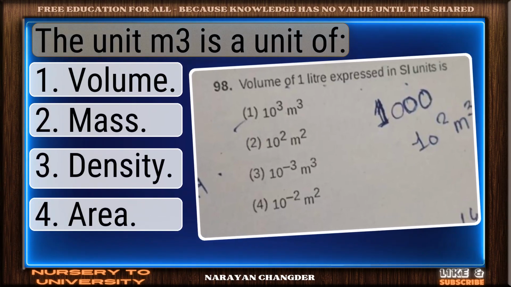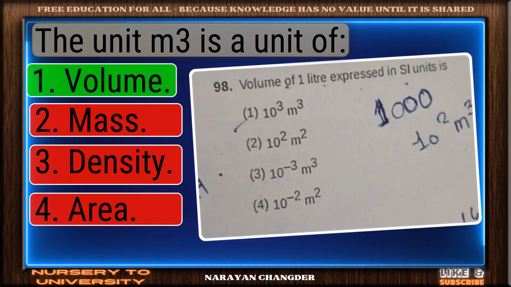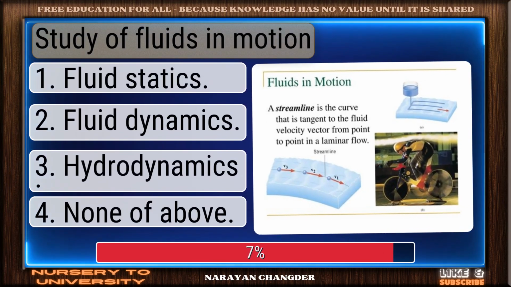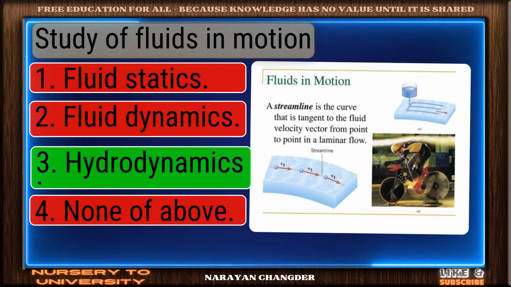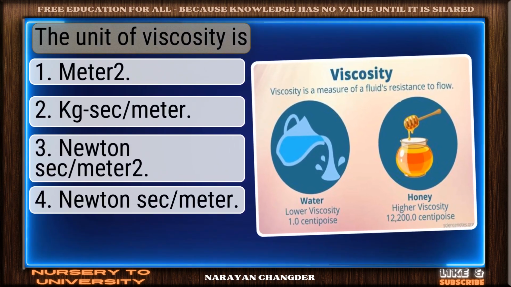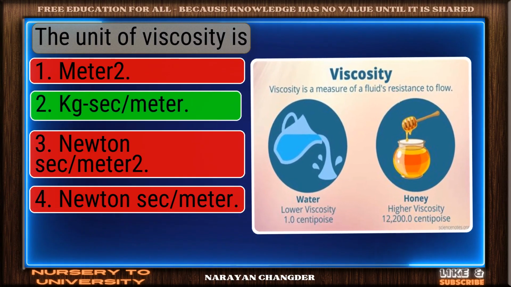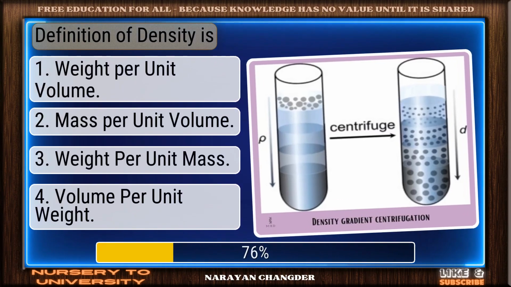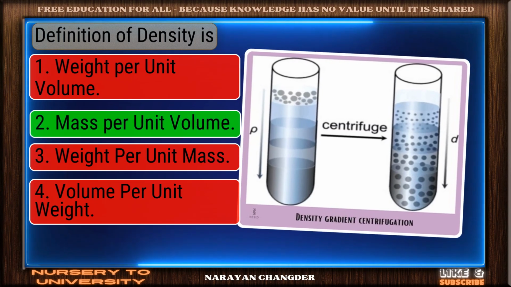The unit m³ is a unit of. Smart move. Volume is an accurate answer. Study of fluids in motion. Well reasoned. Hydrodynamics is the correct choice. The unit of viscosity is. Right again, kg/(s·m) is a valid answer. Definition of density is. Great job. Mass per unit volume is the accurate answer.